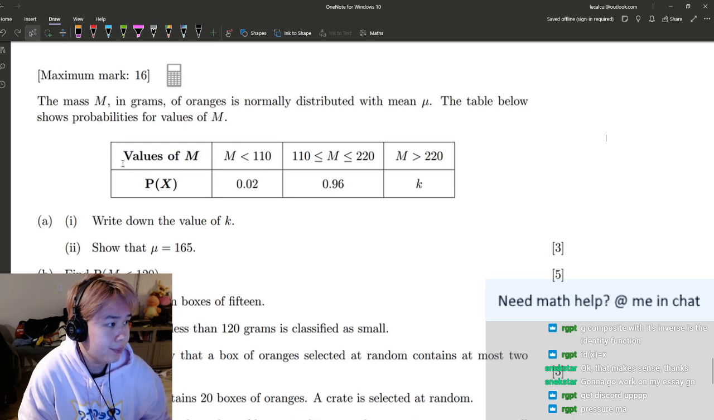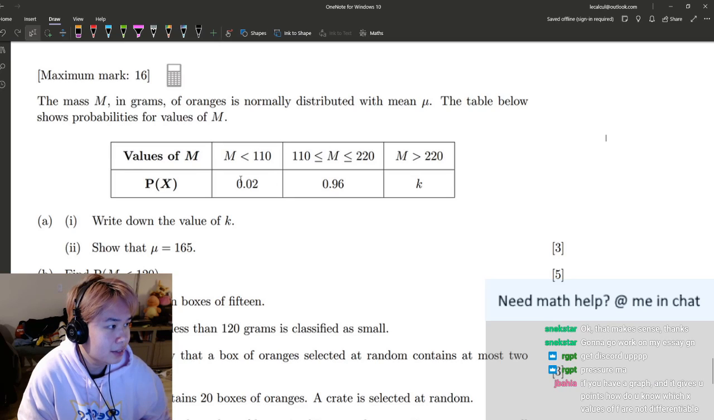Okay, so we have mass of something, and it's distributed normally, like so. And then here's the probability of your mass being in certain values.